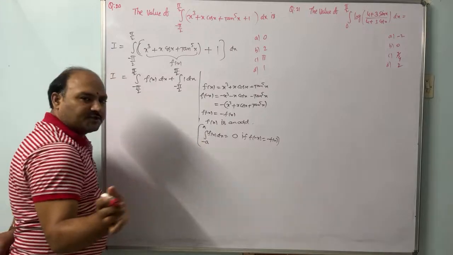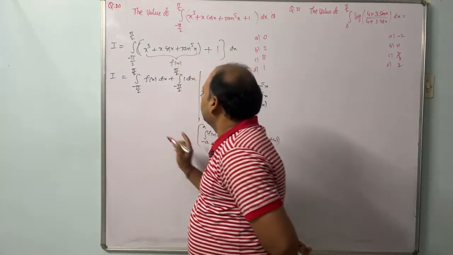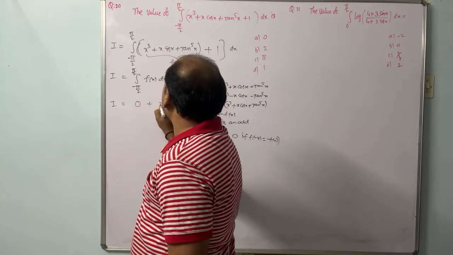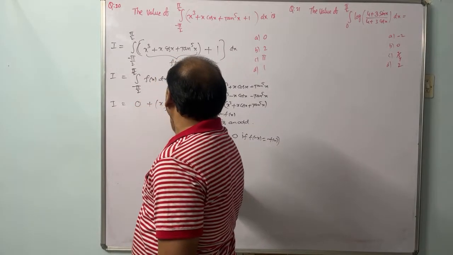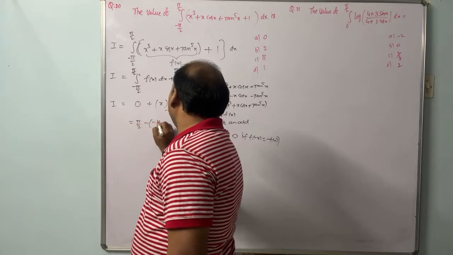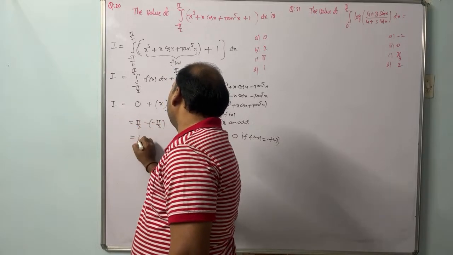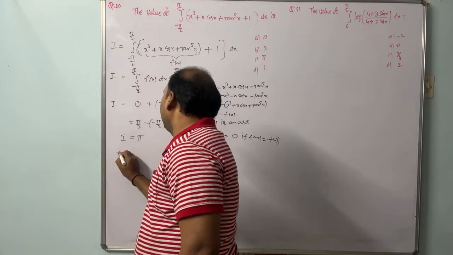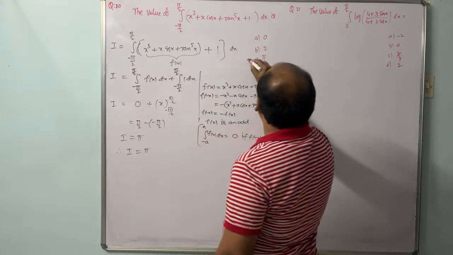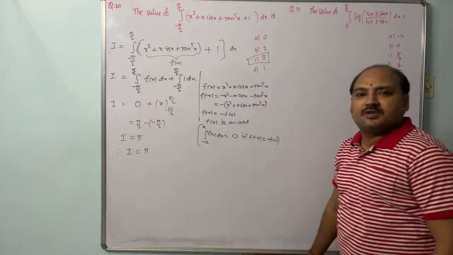I hope everyone understands, dear students. So this is the property. So I equal to, this value goes to be 0, integral dx is x, apply the limits minus pi by 2 to plus pi by 2. So pi by 2 minus of minus pi by 2. So pi by 2 plus pi by 2 is pi. Therefore, the given integral value goes to be pi. Pi is there in the third option, dear students.